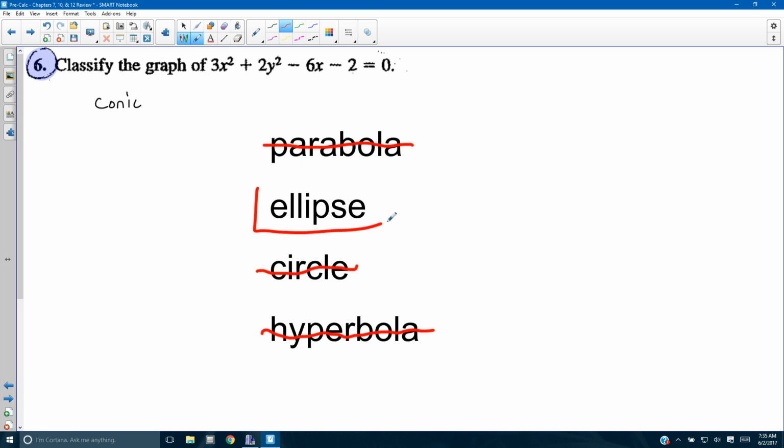Therefore, it is an ellipse. Squared variables, both same sign on same side, both positive in this case, and different coefficients. If they're the same coefficients, it would be a circle.